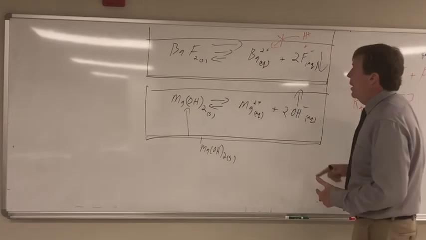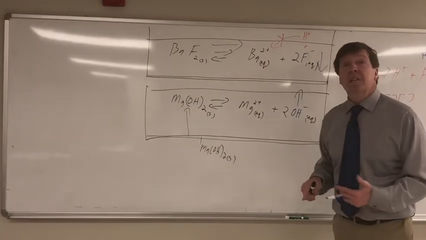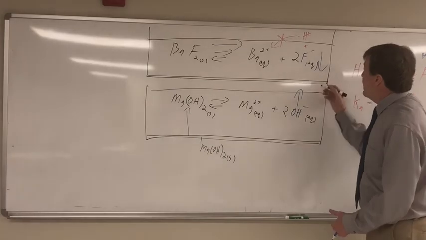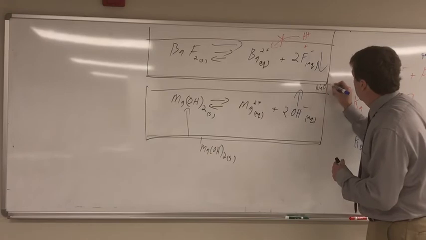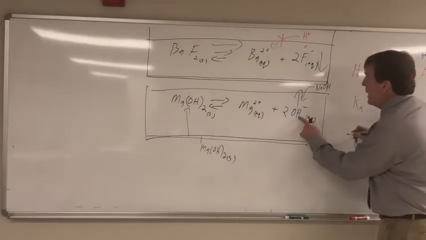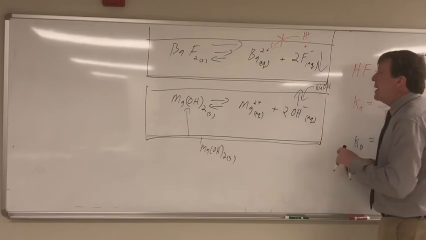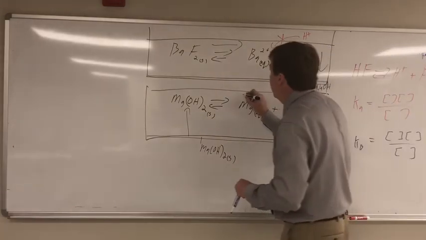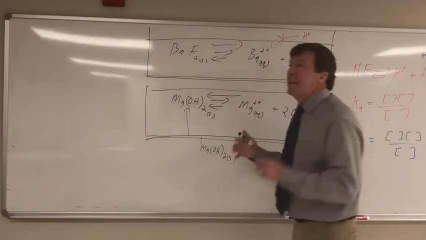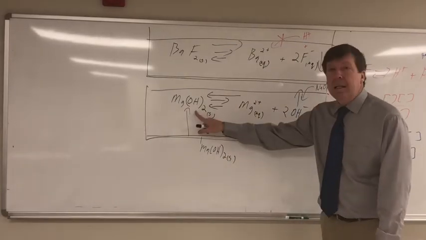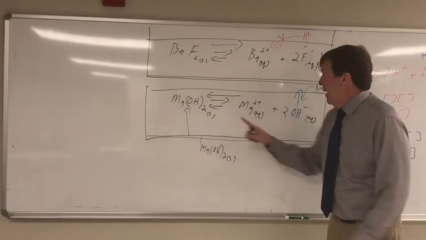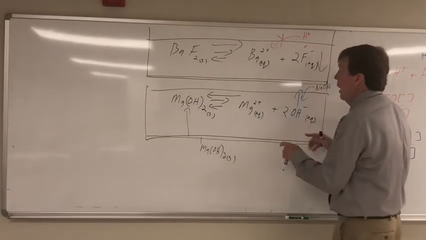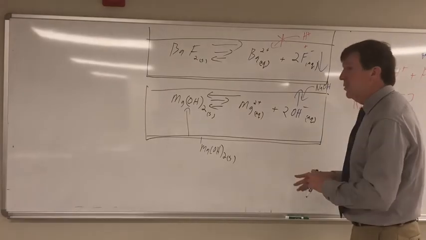So notice this goes up. This is a good example of the common ion effect. We've added sodium hydroxide from an outside source. The hydroxide ion goes up. The equilibrium is going to shift in this direction, reducing the solubility of this substance. Okay? Good example of the common ion effect. Whenever we add a common ion from an outside source, we're going to see this happen.